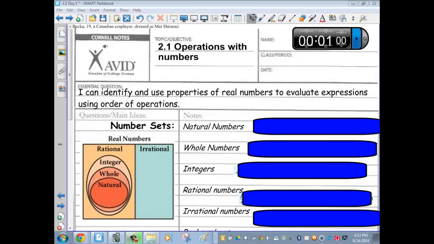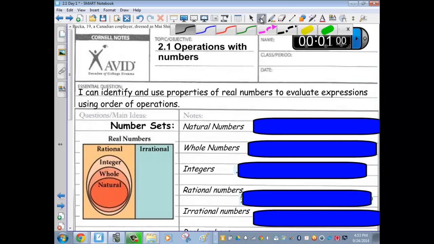Hey guys, we're going to start on chapter 2 today, which is going to start with 2.1, operations with numbers. I think you might find this relatively easy, but this is sometimes things that I forget. We're going to first talk about identifying and using properties of real numbers, to evaluate expressions using order of operations, which, if you remember, is PEMDAS. Please excuse my dear Aunt Sally.